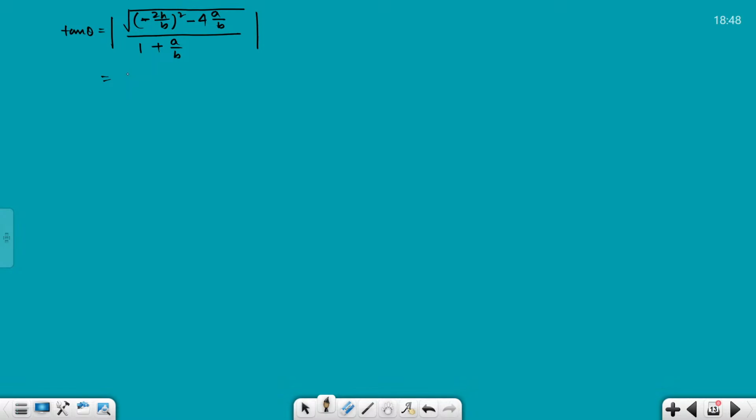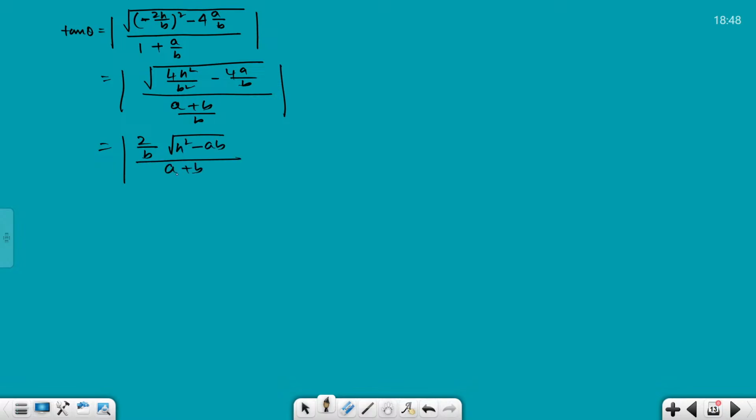So now let us just simplify. So we are having 4h square by b square minus 4a by b, divided by a plus b over b. Okay? So let me take common. So 2 will come out, and it will be root over of h square minus ab divided by a plus b over b. Now this b and this b go off. So we are left with 2 root over h square minus ab divided by a plus b. Is it clear? Is this clear?